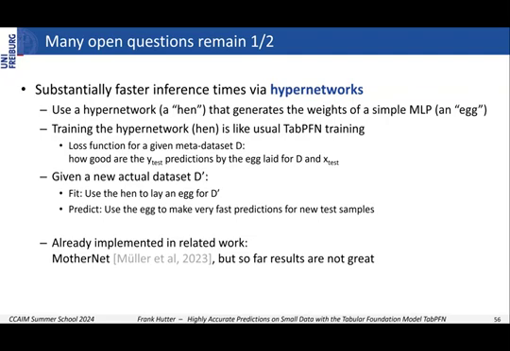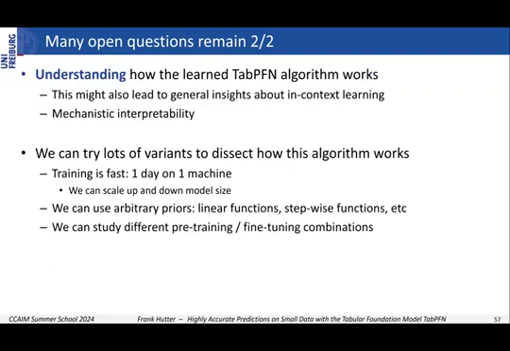MLPs are actually faster in prediction than XGBoost, etc. So there's a cool work on this. Unfortunately, this doesn't work so well yet, and I think it's important to follow up there. Then crucially, understanding is lacking. Like, how does this learned TabPFN algorithm work?